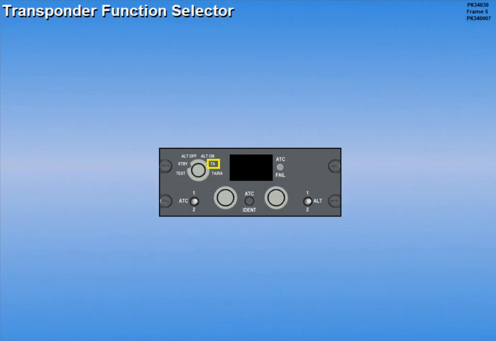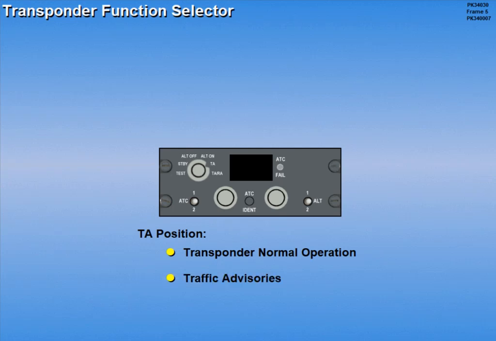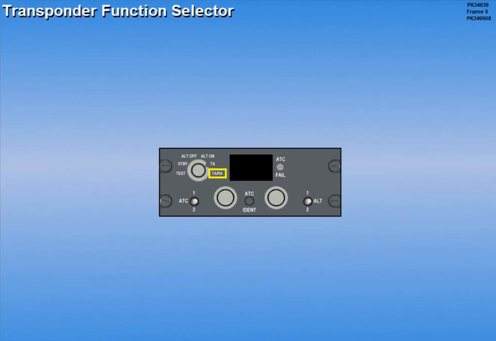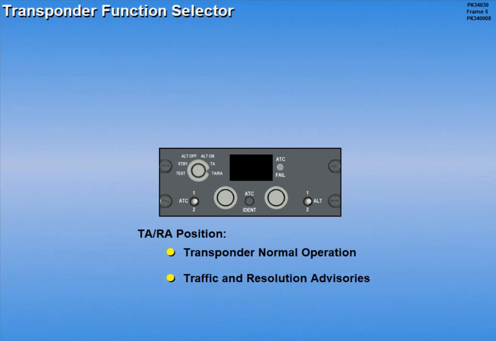Selecting the TA position with the transponder function selector enables the transponder to operate normally, as well as provide TCAS traffic advisories. The TARA position enables normal transponder operation along with TCAS traffic and resolution advisories.